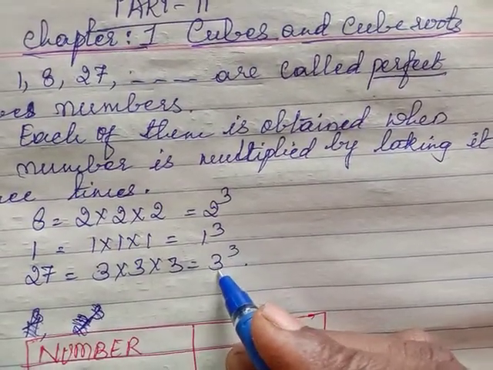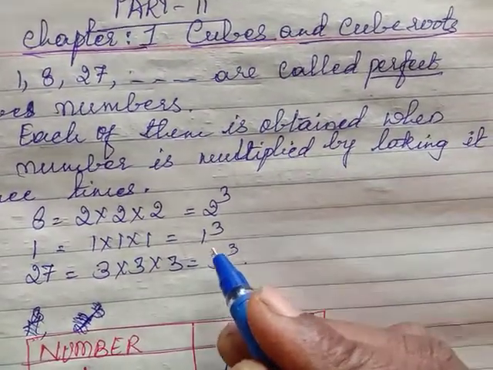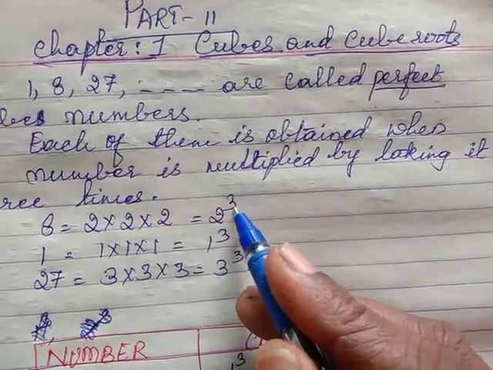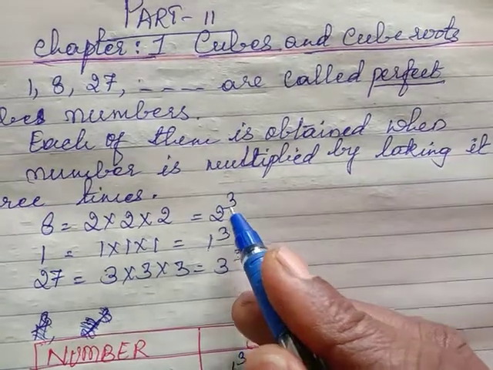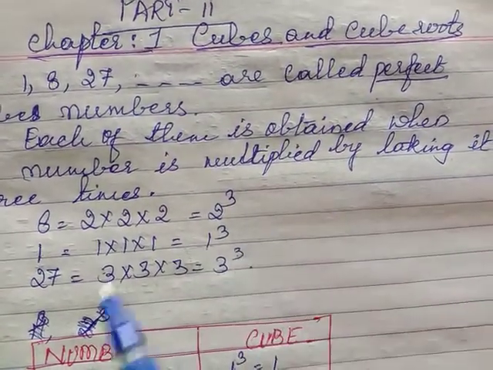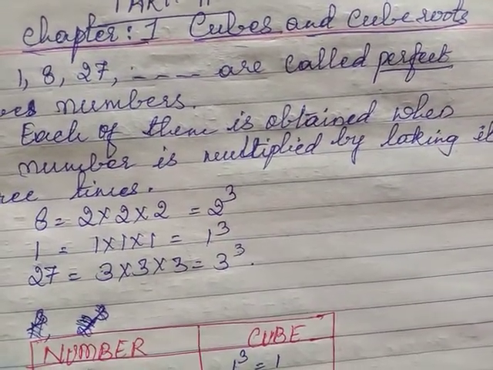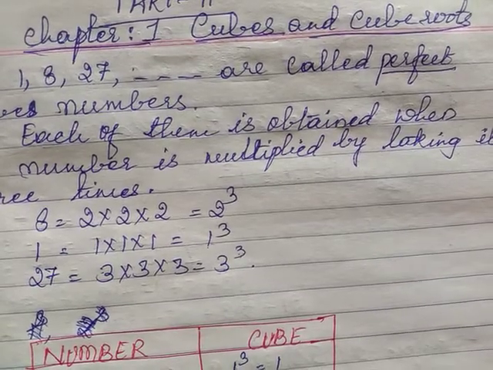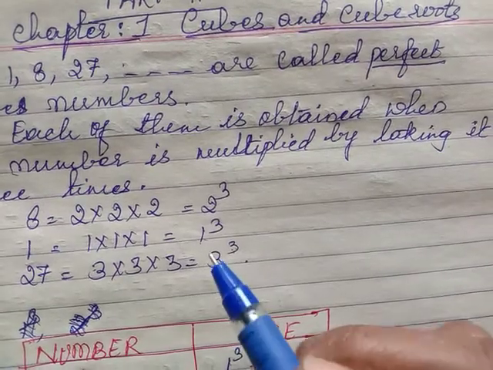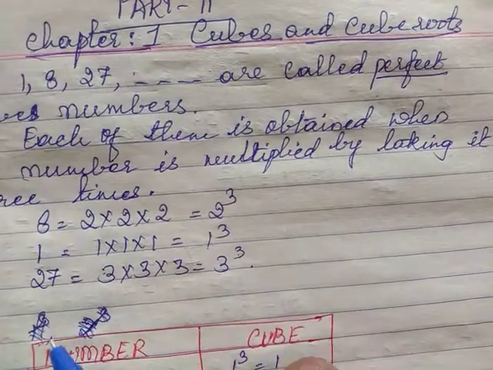See children, observe this and listen carefully. 3 to the power 3, 1 to the power 3, 2 to the power 3. Or else we can say 2 cube, 1 cube, 3 cube. Like in squares, how were we reading? 4 square, 6 square. That means 4 to the power 2, 6 to the power 2. So these are cubic numbers: 8, 1, 27, 64.